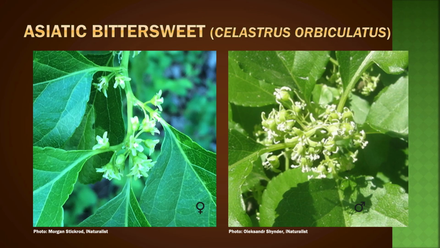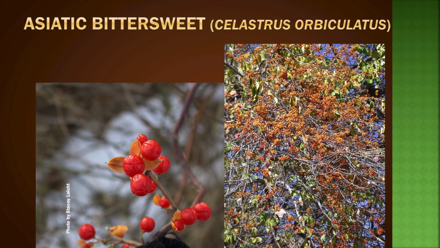Here's the plants in flower. The flowers, again, are very inconspicuous, especially compared to the fruits. If you look really closely, though, the males will have stamens and anthers and pollen, and the females will just have pistils with nectar on them. But what we really see for Asiatic bittersweet is, again, the fruits. They are these bright red, what we call arils, and then they have these orangey bracts behind them.